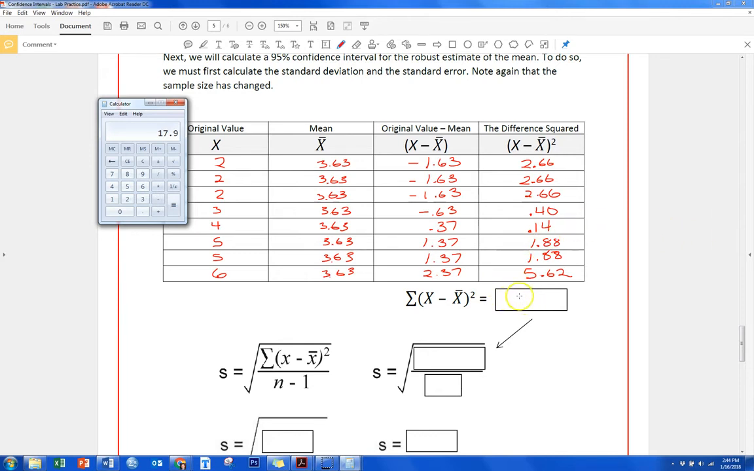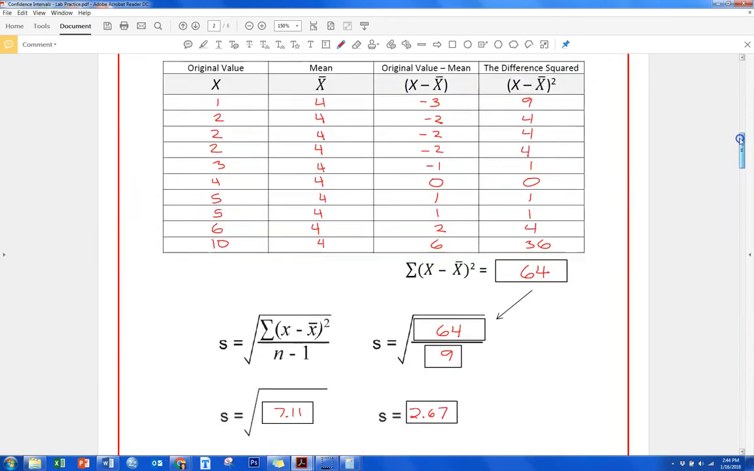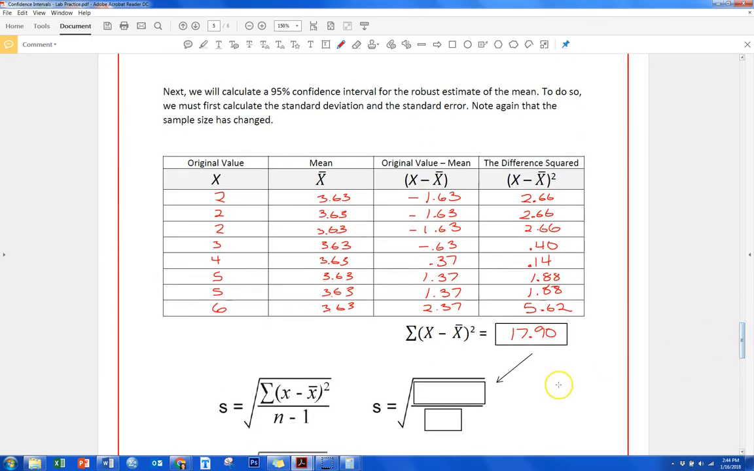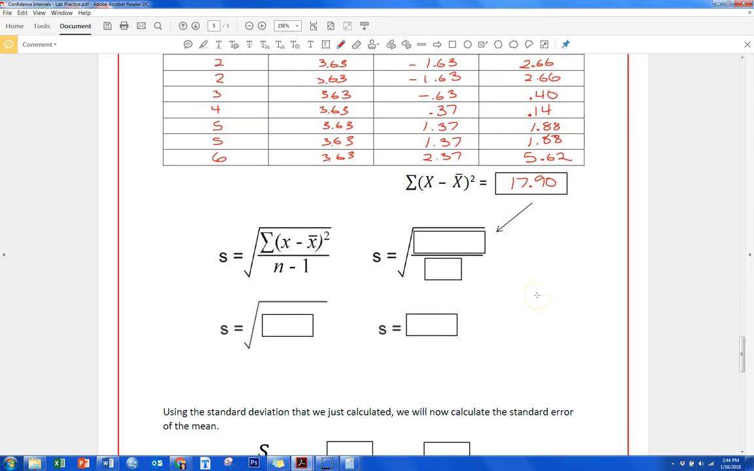So our sum of squares is 17.90. I'll add a 0 there for consistency. Look how much that has changed. Our sum of squares went from 64 to 17.9. It's gone down quite a bit. Why did that happen? Well, we removed these more extreme observations that are further from the mean, which lowered the difference squared. So our sum of squares is much smaller than it was before.